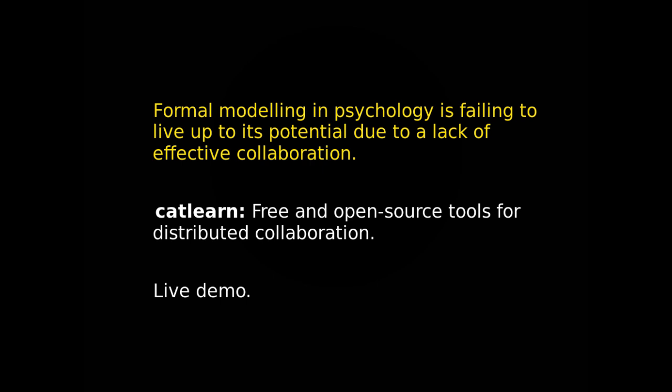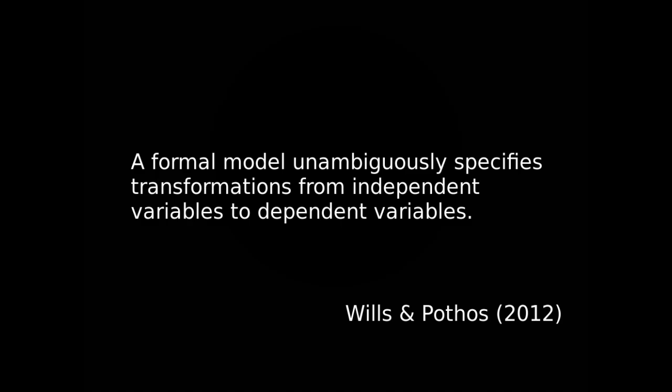So first, and with apologies to those of you for whom this is too simple, what is a formal model? Well, one definition which I've used in the past is that a formal psychological model is one that unambiguously specifies transformations from independent variables to dependent variables. So, for example, in category learning, category structure might be one independent variable and classification accuracy one dependent variable.